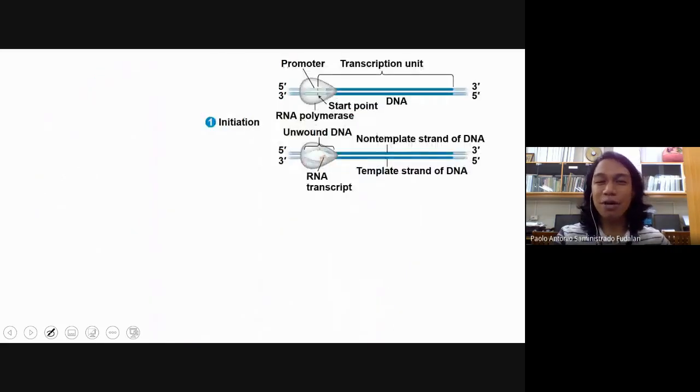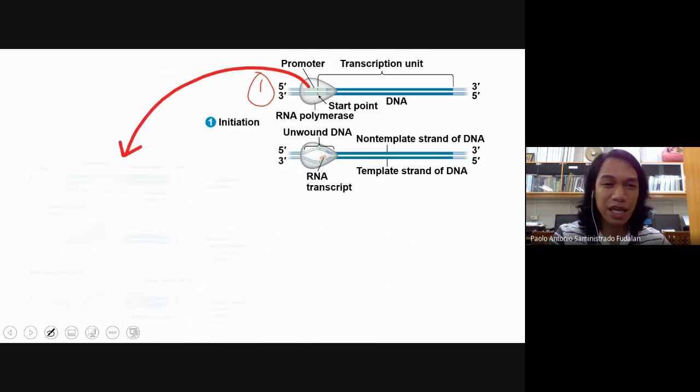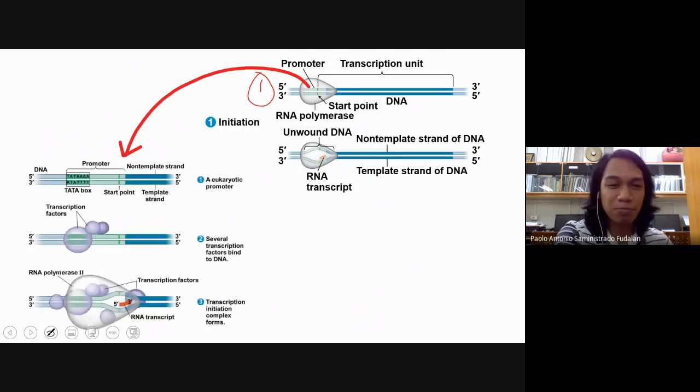So let's talk now about transcription. That's DNA to mRNA. So of course, as you see here, in step number 1, there needs to be an RNA polymerase. The RNA polymerase will be the one to make messenger RNA. So as you can see here, in step number 1, the RNA polymerase has stuck to a portion of the DNA. And what is important in that portion?